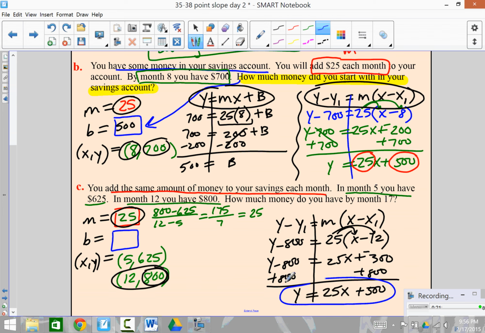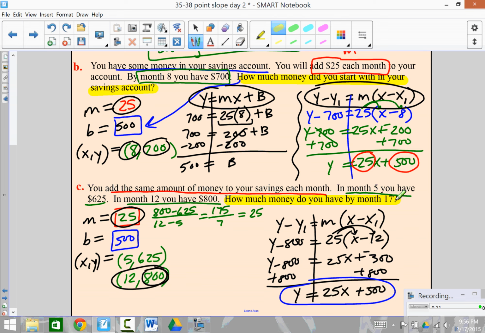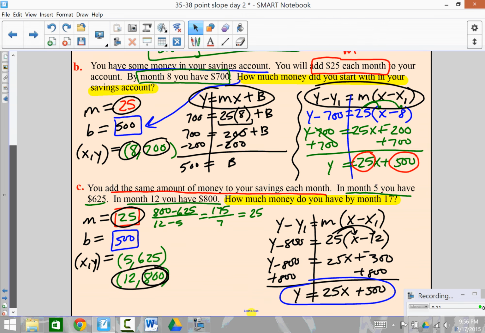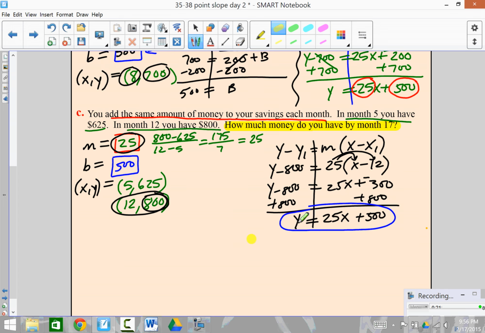So I have my equation. Okay? If you did this method, you would just find b to be 500. I can see my b as 500 because there's my b. There's my m. It's supposed to be 25. Now, have we actually answered our question that's being asked? It says, how much money do you have by month 17? Well, we haven't answered this question yet. We actually found an equation to help us answer this question. So if my equation is y equals 25x plus 500, I should be able to find then how much money I have at month 17.